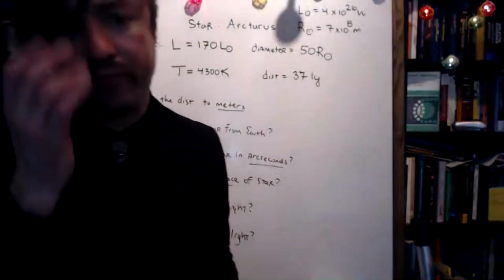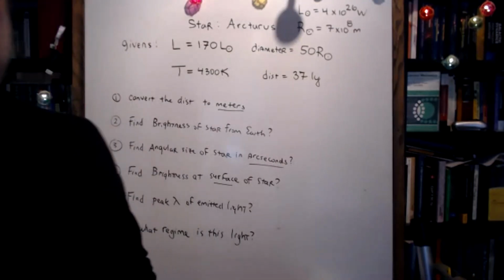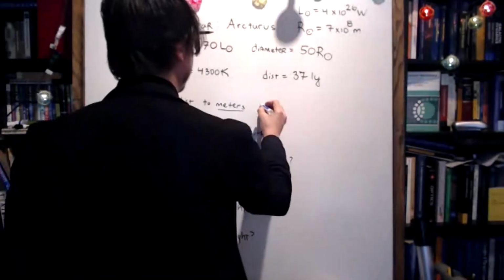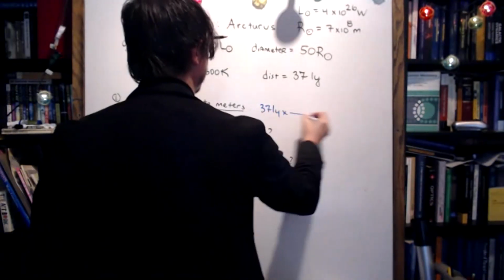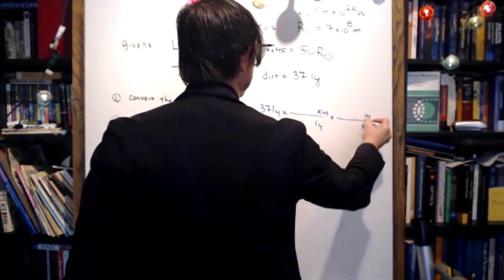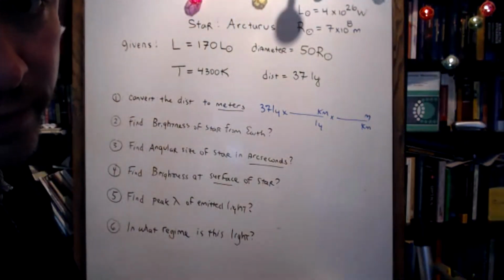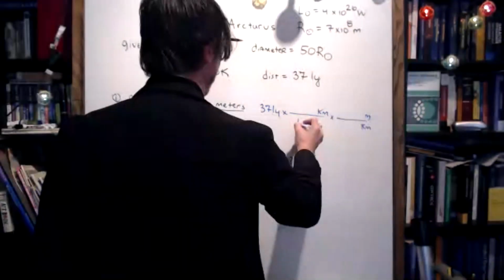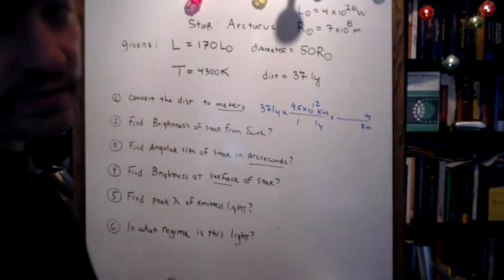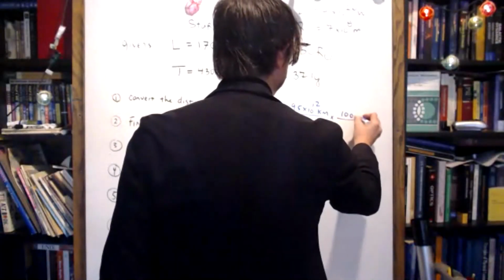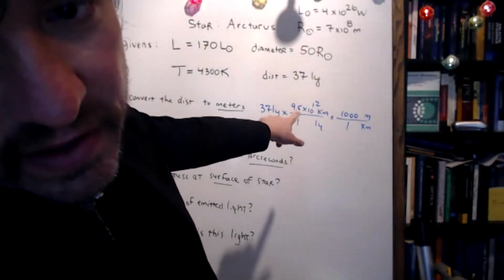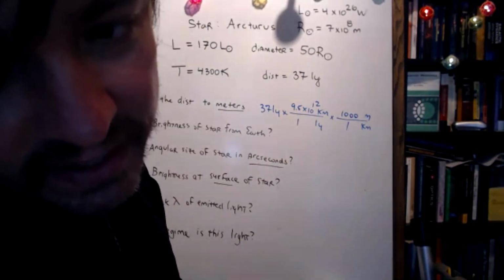Okay, I want to talk about it. The unit conversion should be pretty straightforward, right, class? Let me speed that one up. 37 light years. You got to go from light years to kilometers. You got to go from kilometers to meters, right? 1 light year is 9.5 trillion kilometers. It's 1,000 meters per kilometer. A little trick that astronomers like to remember is it's 9.5 times 10 to the 15 meters per light year.